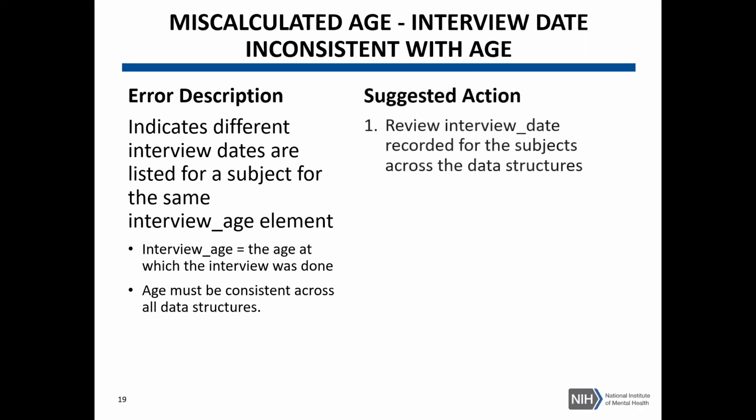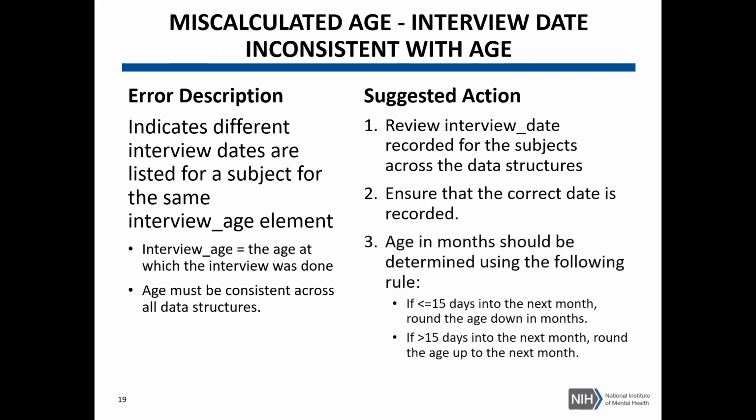So in this case, you may have someone who came to your study on January 1st and they were 200 months old, and then they came back again on July 1st and they were still 200 months old. In this case, you need to review the interview date recorded for the data subjects across the data structures and ensure that the correct date has been recorded. Again, pay careful attention to the rounding rule. Once you have made the corrections, you can then resubmit the data.